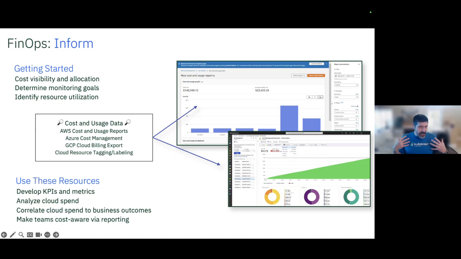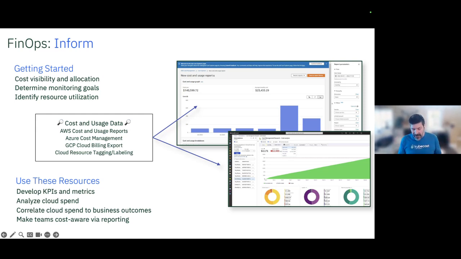And this helps teams develop their KPIs, develop what good looks like at their organization, analyze their cloud spend, talk about it, debate it, and then correlate those things to business outcomes and ROI, and continuously make teams aware via reporting tools and alerts and notifications how they're doing with their cloud spend and whether things are trending up, trending down, whether they're gaining in efficiency or whether they're maybe slipping backwards into some not so great habits.